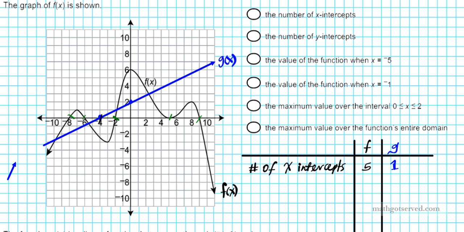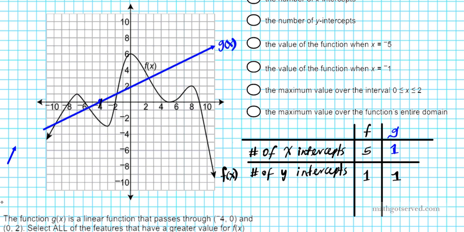All right, let's move on to the next option, letter B. The second option is the number of y-intercepts. Let's put that in our table. Our next row will be number of y-intercepts. Y-intercepts are the points where the graph intersects the y-axis. So for F, we have exactly 1 at 6. And for G, we have exactly 1 at 2 right there. So they both have the same number of y-intercepts, but F has more x-intercepts than G.